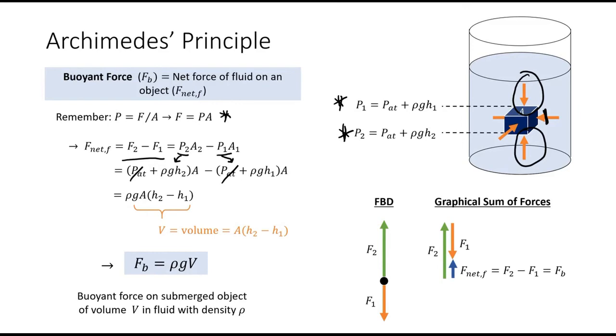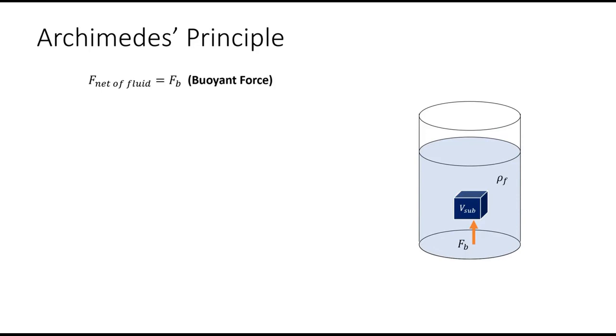So rho is the density of the fluid, g is the acceleration due to gravity, and V is the volume of the object that's submerged in our fluid. Okay. All right, so this is our buoyant force.